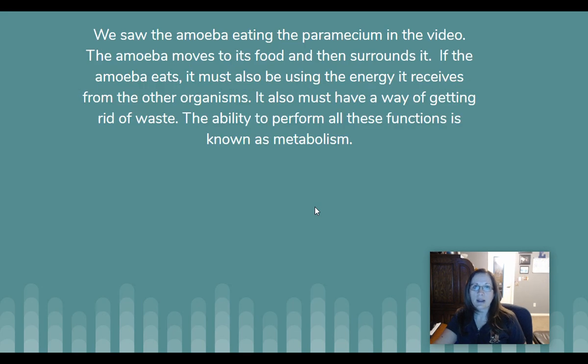So we saw the amoeba eating the paramecium in the video. Wasn't that cool how that little globby thing just kind of went around its food and absorbed it almost? The amoeba moves to its food and then surrounds it. If the amoeba eats, it must also be using the energy it receives from the other organisms, just like in the food web that we talked about before, right? One organism gives energy to another. It also must have a way of getting rid of waste, and the ability to perform all these functions is known as metabolism. So another characteristic of living things is metabolism. They have to be able to get that energy and get it in their body and then get rid of it.